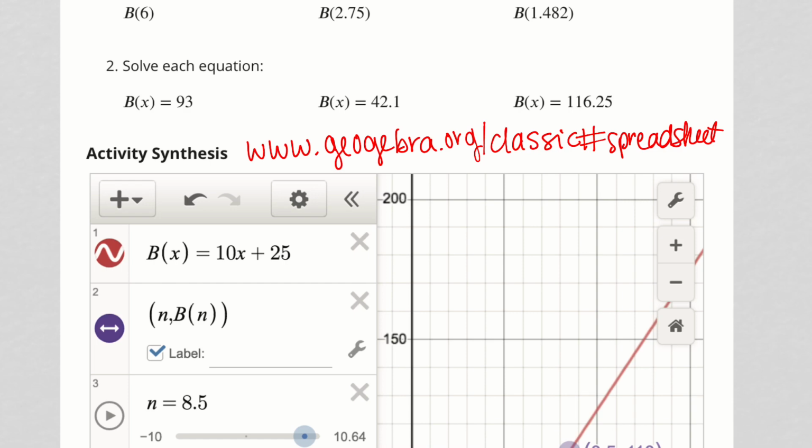For the video for Canvas, I'm going to stop here, and I'm going to give you guys a screen recording of what we're doing in class.